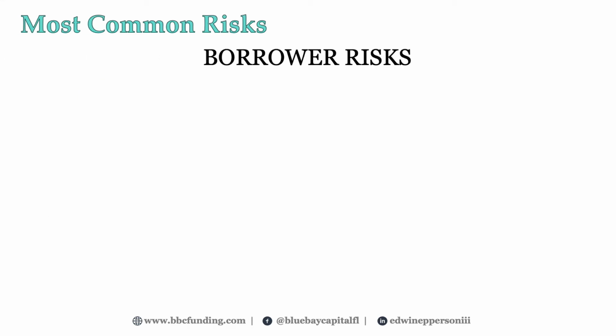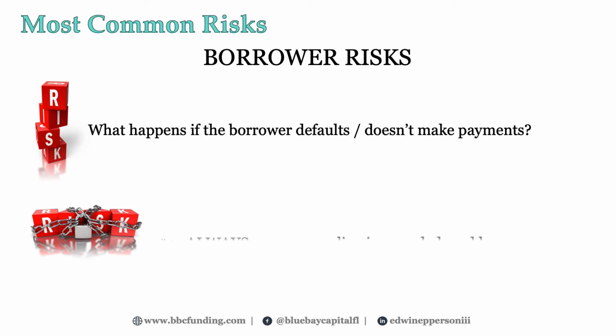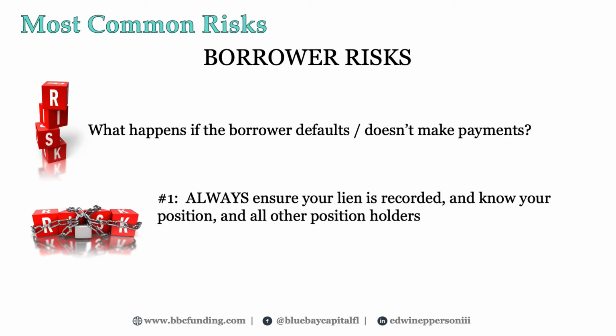Here's another risk, the borrower risk. A question I hear often is, what happens if the borrower defaults and doesn't make their payment? This is a great way to mitigate that. Number one, you always ensure your lien is recorded and know your position and all the other position holders. So hopefully you are only doing first position loans. If you're doing second or further junior positions, make sure that you know all senior position loans to you and how to contact them and that they can be contacted.